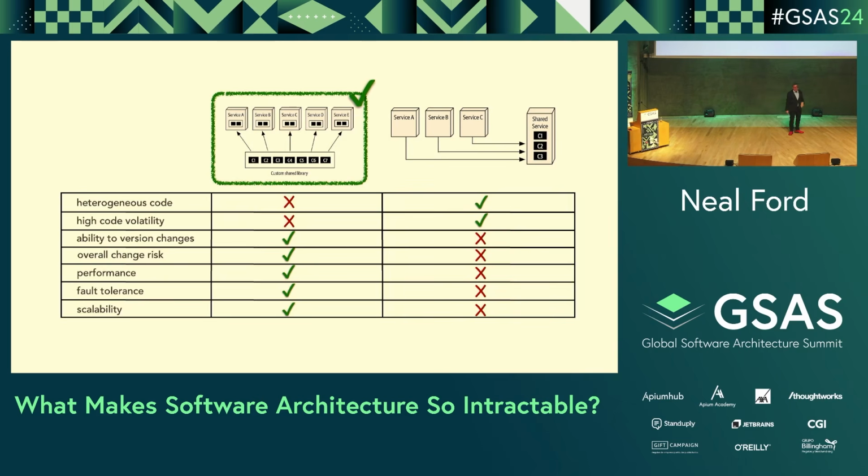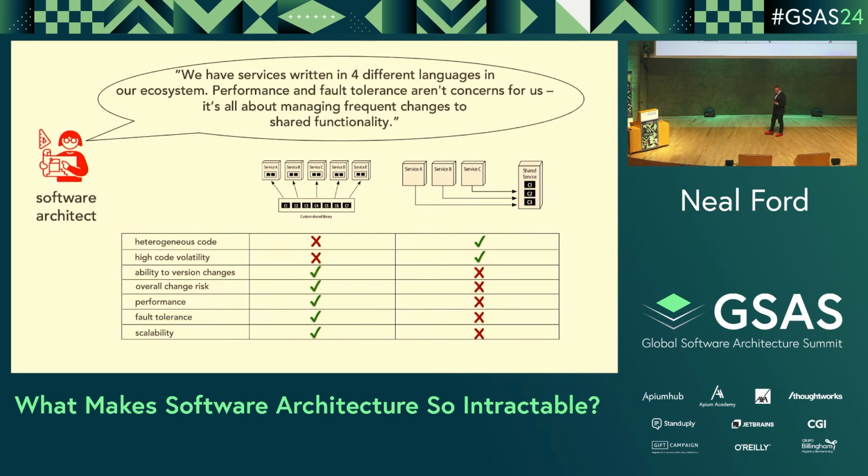And this is the trap. It's often a mistake to assign the same weighting to all the things on the left, because some of those things may be more important than others. And in fact, we have services written in 4 different languages in our ecosystem. Performance and fault tolerance aren't big deals for us. We really want to manage frequent changes to shared functionality.